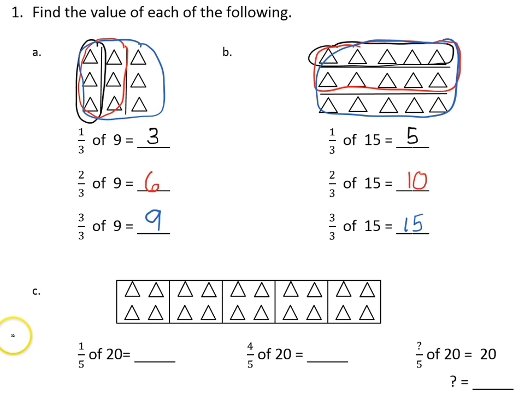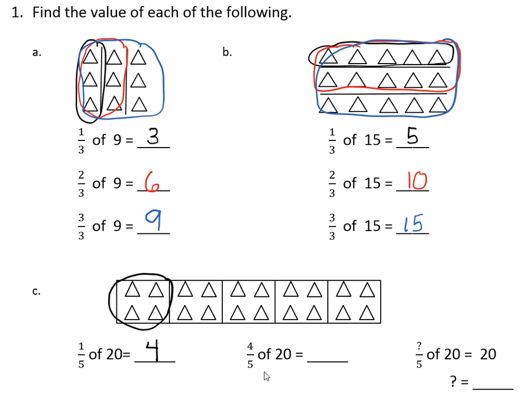In problem C, I have a little different configuration, but I'm going to use the same process. We have 20 triangles. They are broken into 5 groups. To find 1/5 of 20, I just need to look at one of those groups. 1/5 of 20 is 4 because there's 4 triangles in one group.